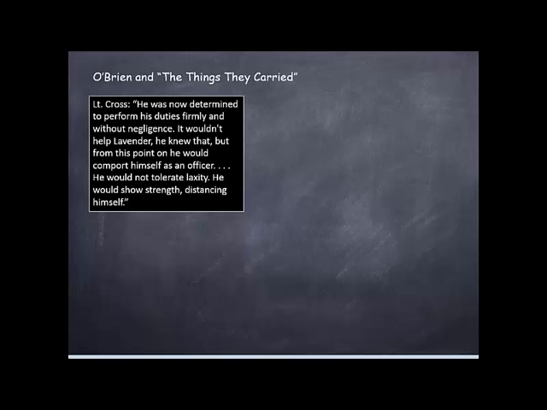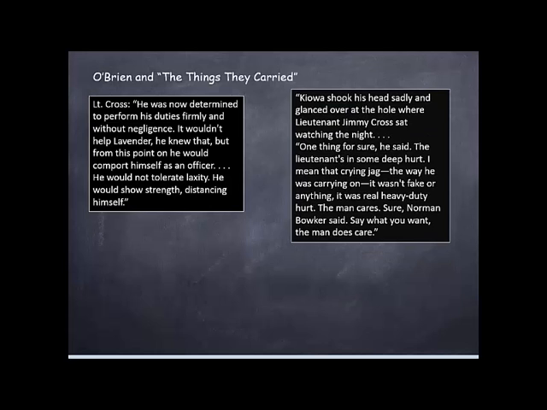There's Lieutenant Cross, though, in this particular chapter, judging himself. Notice it's not what the characters in the story judge him for. In fact, Kiowa, as it says here on the right-hand side, shook his head sadly and glanced over at the hole where Lieutenant Jimmy Cross sat watching the night. One thing was for sure, he said, the lieutenant's in some deep hurt, Kiowa says. That crying jag, the way he was carrying on, it wasn't fake or anything. He was really heavy-duty hurt. The man cares, sure, Norman Bowker says. Say what you want, the man does care.